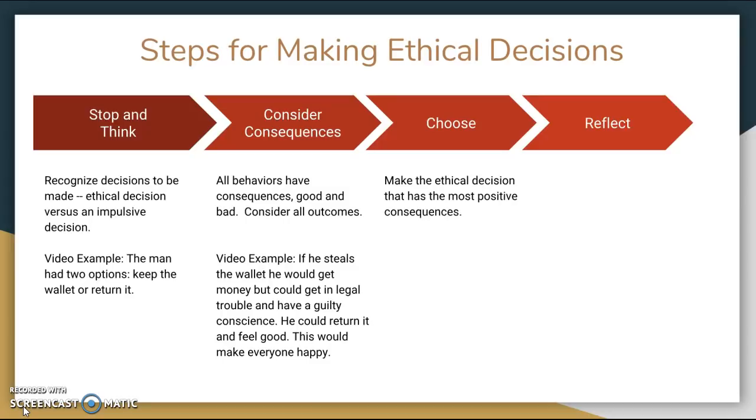The next step is choosing. So now that you've thought about the decisions, you've thought about the consequences, now it's time to choose. You have to make the ethical decision that has the most positive consequences. It's important to think about everyone in the situation. So you're not just thinking about the positive consequences for yourself, but you're thinking about the positive consequences for everyone else in the situation. Teachers, take a moment to have a student in your class talk about the video and the choice that was made.